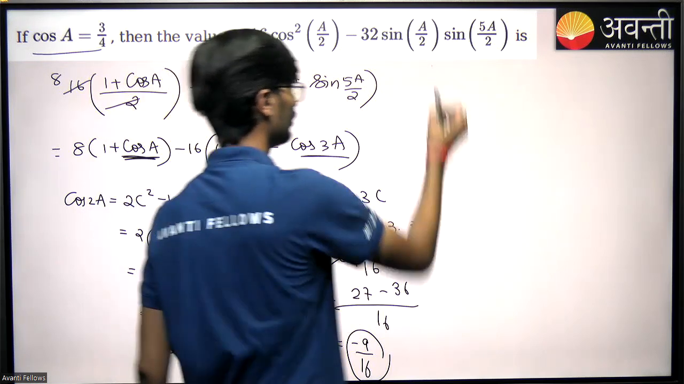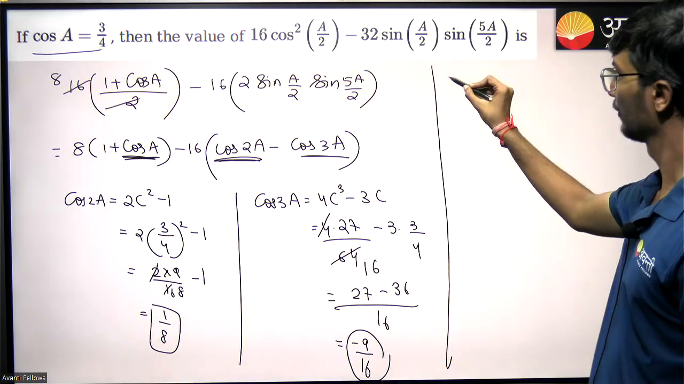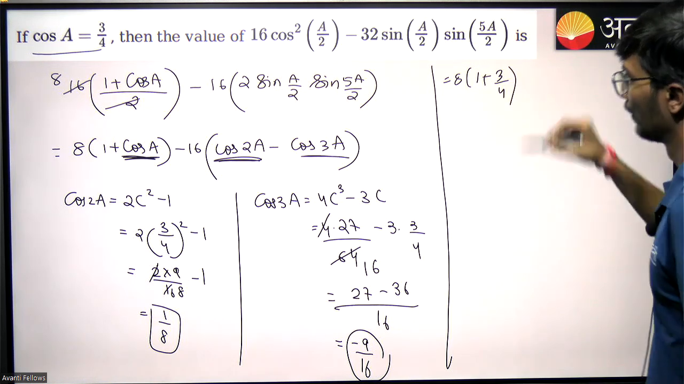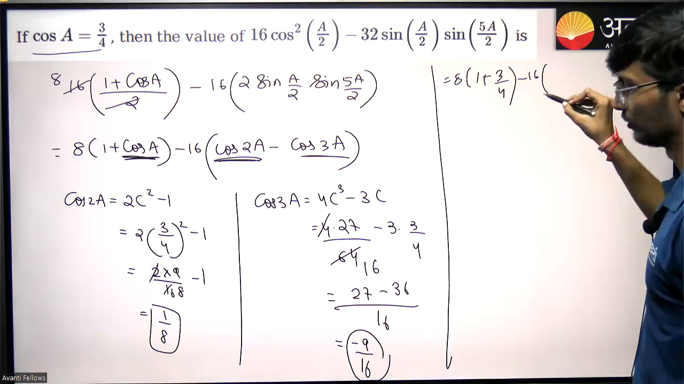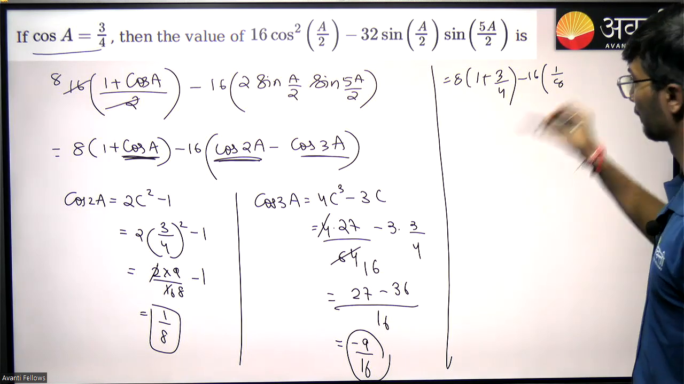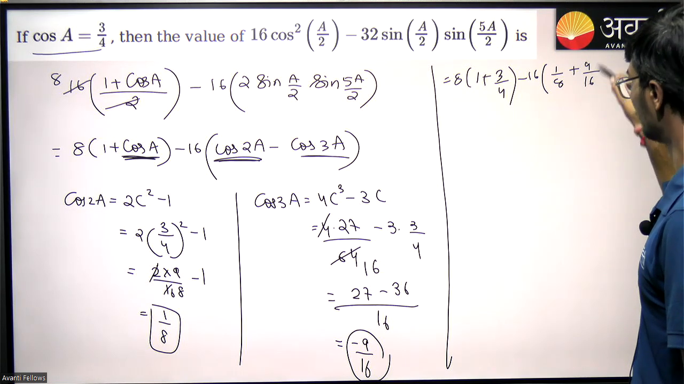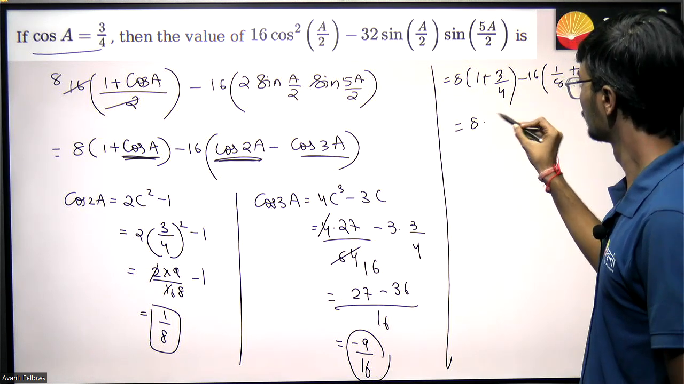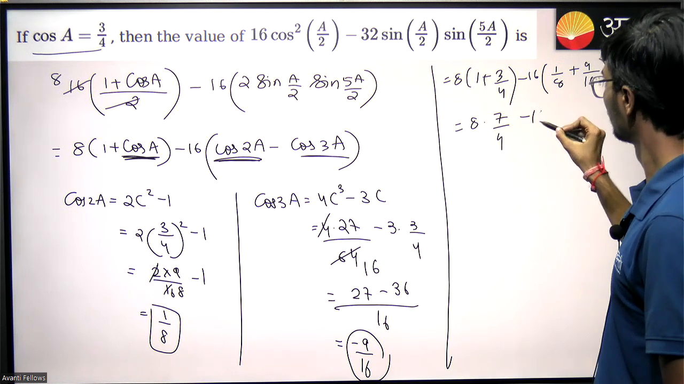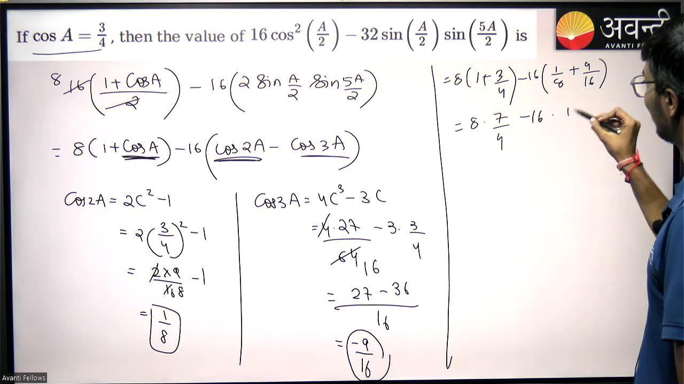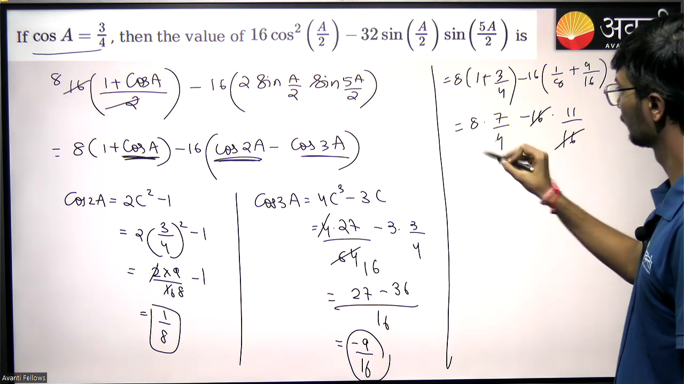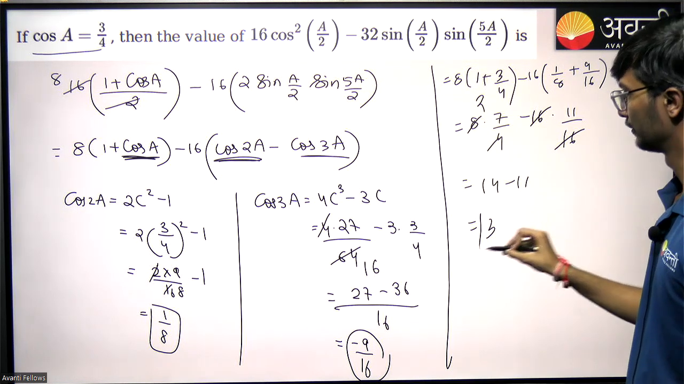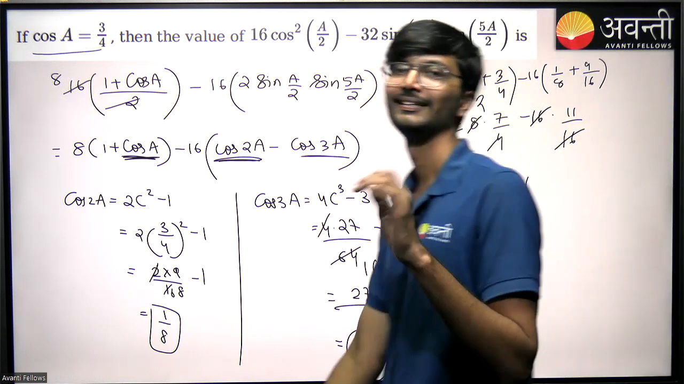Let us substitute all these values here. So I'll get 8 into (1 plus 3 by 4) minus 16 into (1 by 8 plus 9 by 16). So I'll get 8 into 7 by 4 minus 16 into 11 by 16. So 14 minus 11, which is 3. Integer type question, that is, answer is 3.